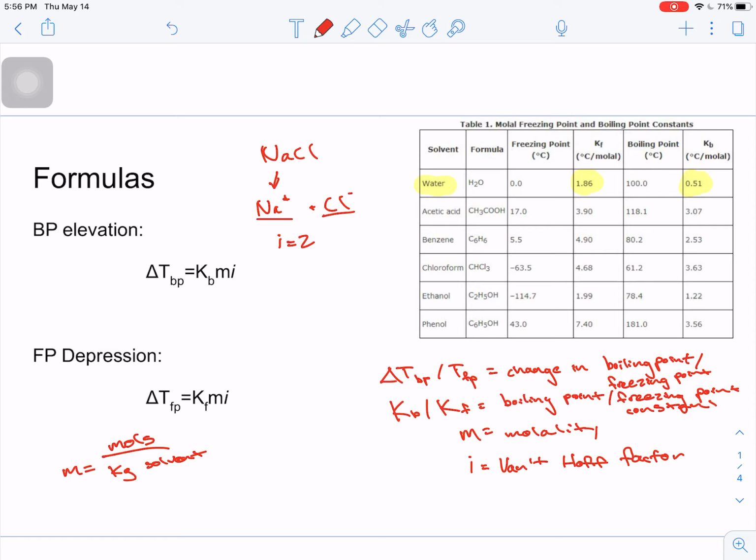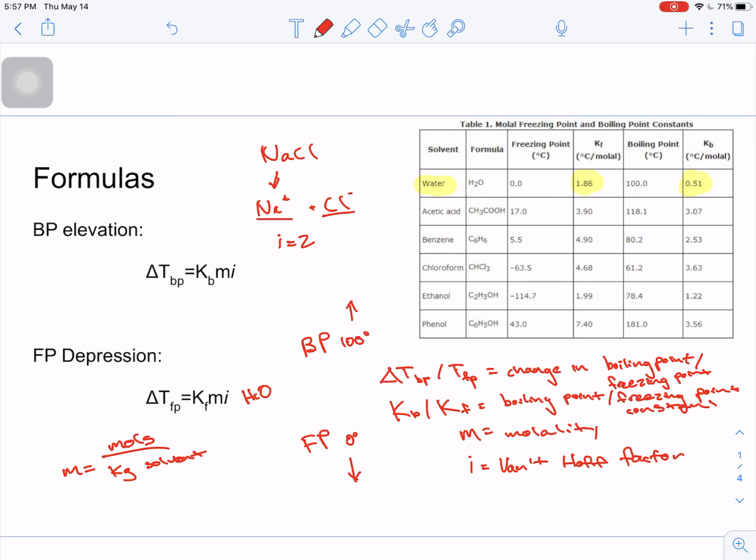The other thing I want to mention before we start is that during these problems, boiling point and freezing point are going in opposite directions. So if we were looking at water, H2O, freezing point 0 degrees, boiling point 100 degrees, if I add something to my solution of water, that's only going to change the boiling point by increasing it, and it's only going to change the freezing point by decreasing it, the opposite way. They're never going to go towards each other.